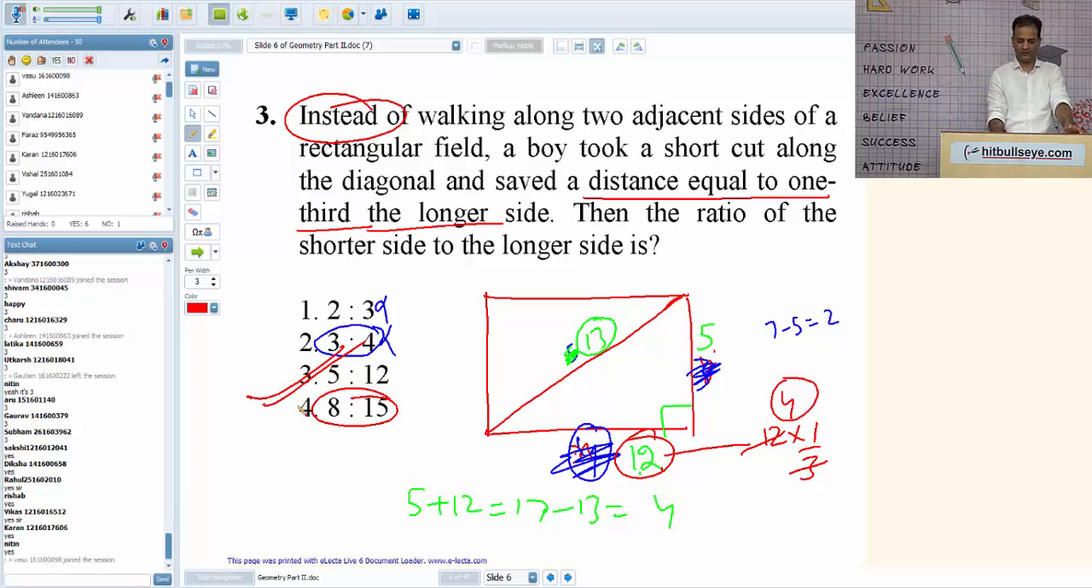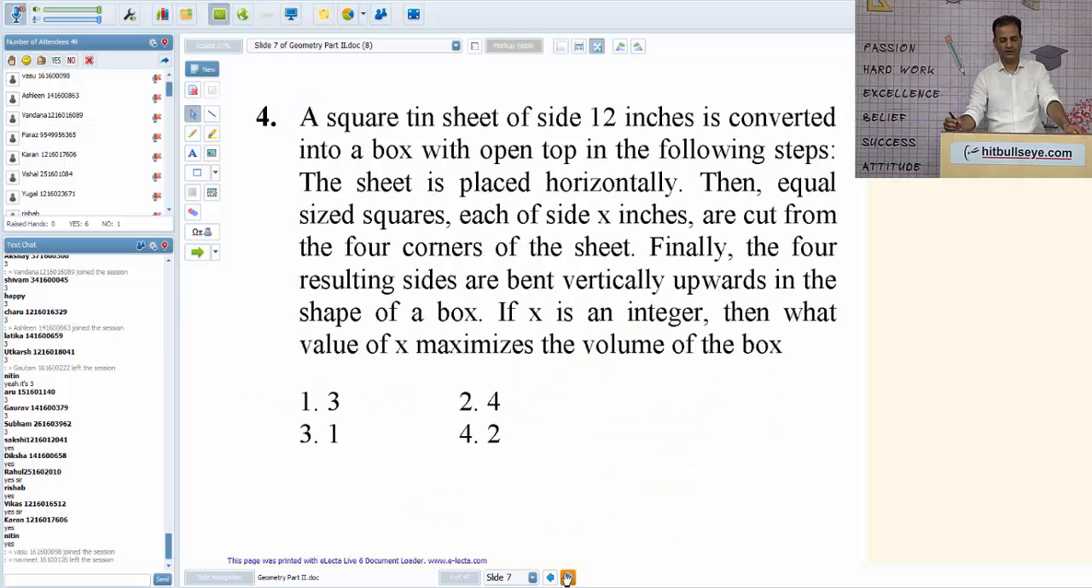Again, these 3 questions are based on triplets. So you can find a lot of questions in the CAT bulletin on triplets also. Again from CAT: a square tin sheet of side 12 inches. Read it carefully, apply logic again. Don't do maxima and minima, don't do derivatives. Simply put the values from the options.